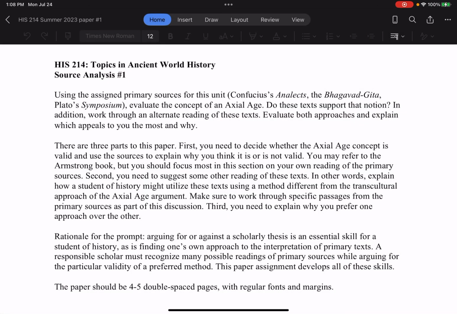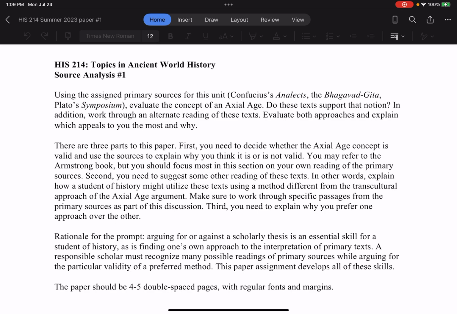Okay, you have already written a book review on Karen Armstrong's The Great Transformation, and so you're well acquainted with the concept of an axial age. Now, in the discipline of history, scholarship often involves a conversation about topics that are raised, about arguments that scholars make. So this first analysis paper asks you to evaluate the validity of Armstrong's argument about the axial age by doing your own reading of primary sources.